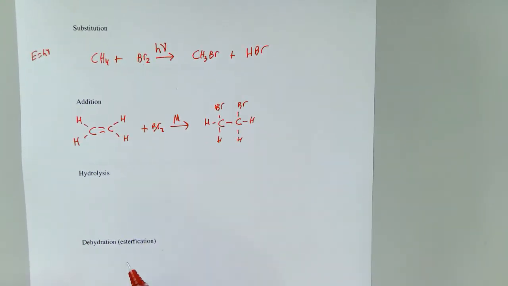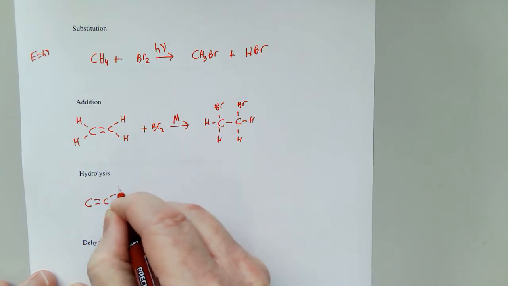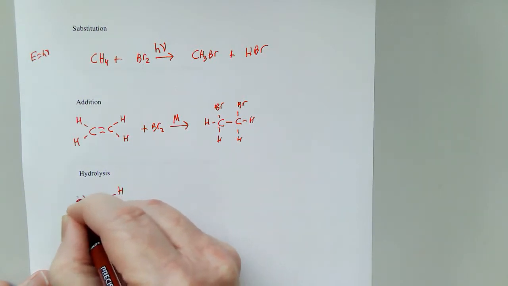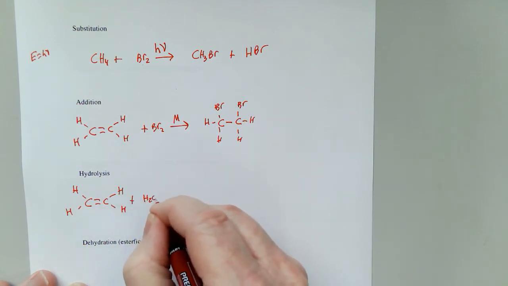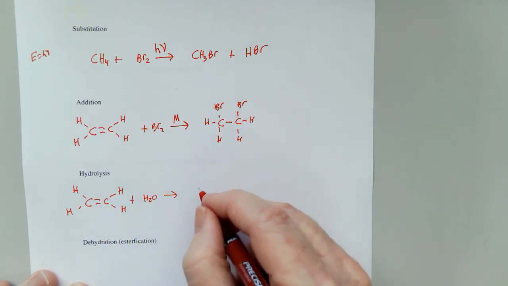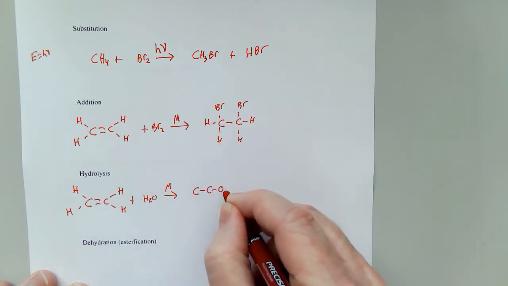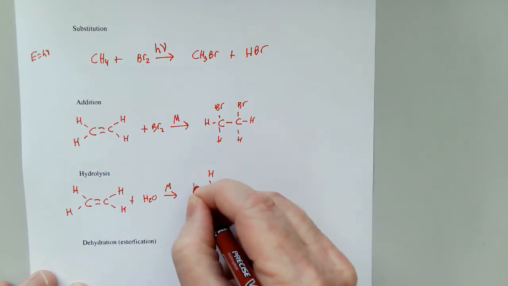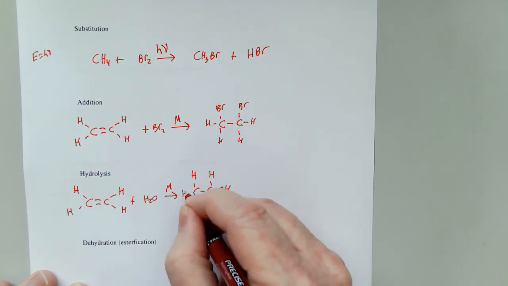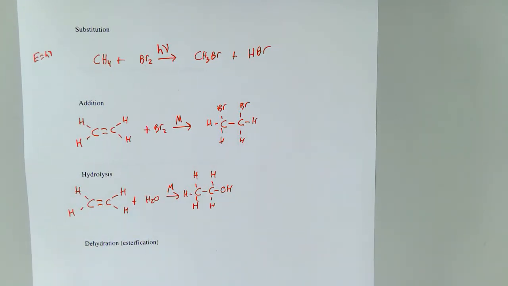All right, hydrolysis. Well, hydrolysis is also an addition, but you can probably figure out from the name that what we are adding is water. So we end up getting, by the way, it's a metal again, we end up getting an OH group added to one end and then just a hydrogen to the other end. And that's what happens.